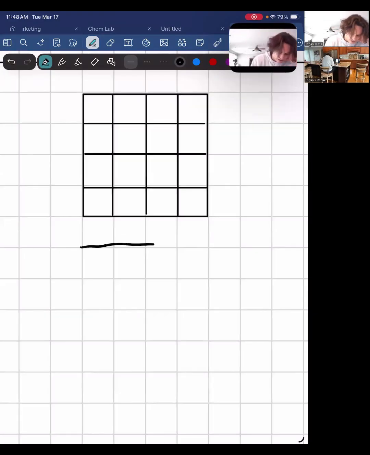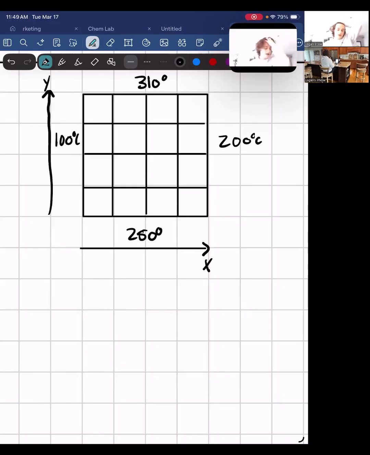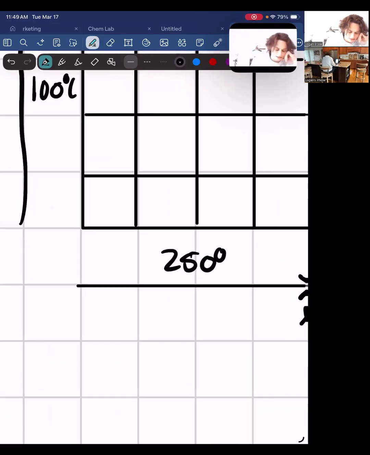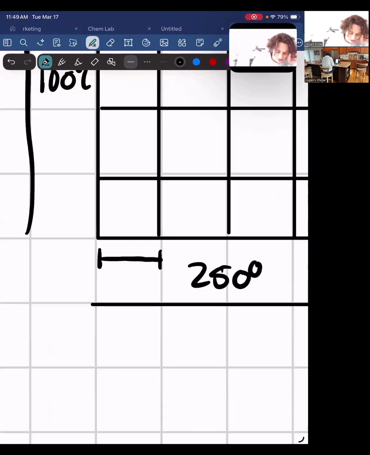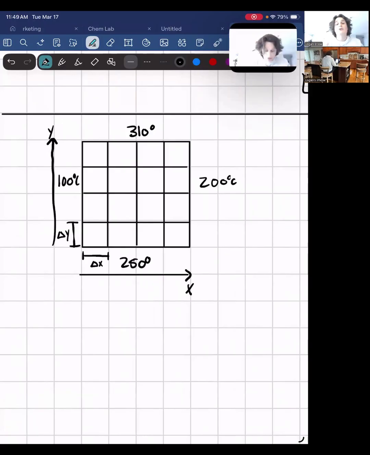So we will have our x direction going this way and our y direction going this way, right? And then on this side of the grid, it's going to be 100 degrees Celsius. Over here, it'll be 200. Up here, it'll be 310. And down here, it'll be 250, right? When we're looking at this, this section here will be our delta x, and this will be delta y. So what we now have here is 2 dimensions, right?